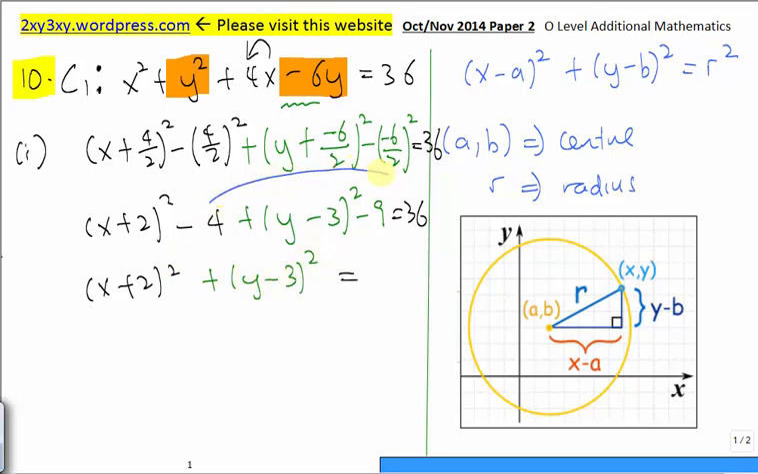Now I'm moving the constants to this side of the equation. 36 plus 9 plus 4 will give us 49. This value here I need to express as a perfect square so that I can get the radius.